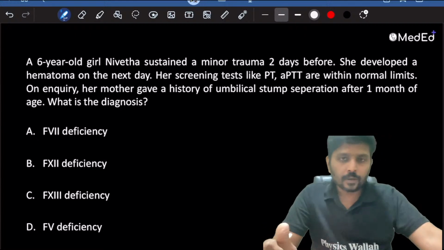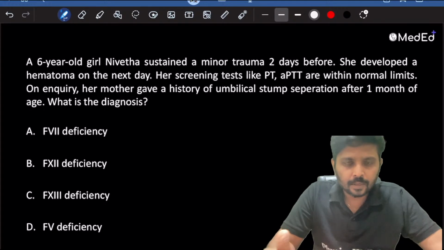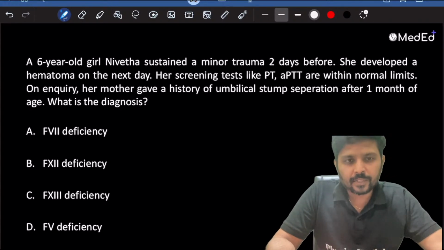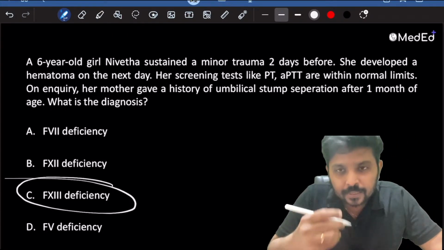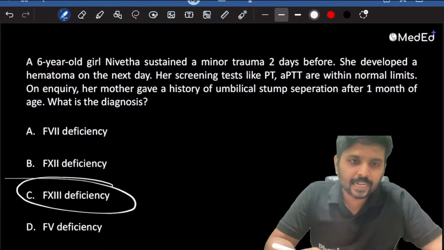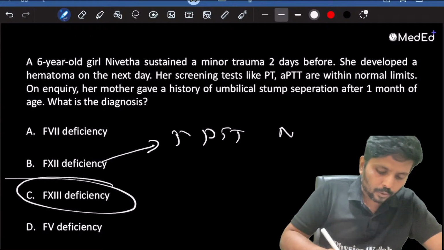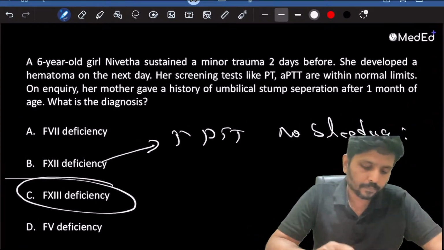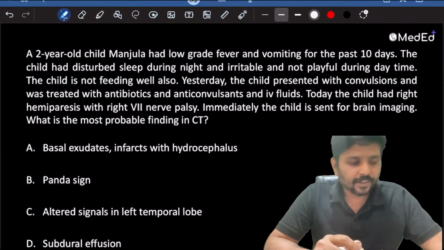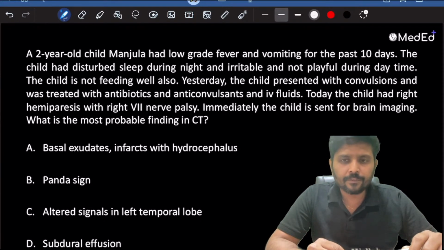Okay, next question. A 6-year-old child, minor trauma, developed a hematoma. PT, APTT, everything is normal. And look at this, when everything is normal and the child is bleeding, it is a case of factor 13 deficiency. When everything is normal, but the child is bleeding, it means 13 deficiency. Whereas increased partial thromboplastin time but no bleeding means factor 12 deficiency.